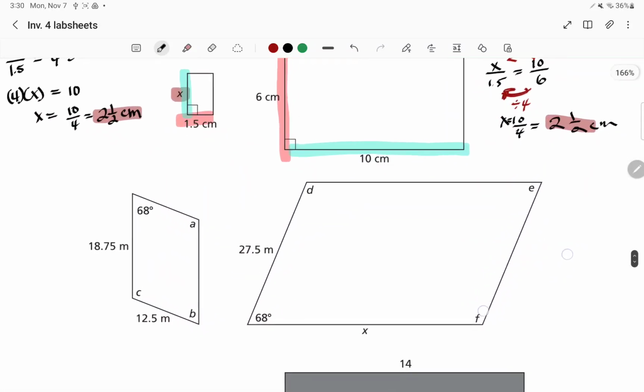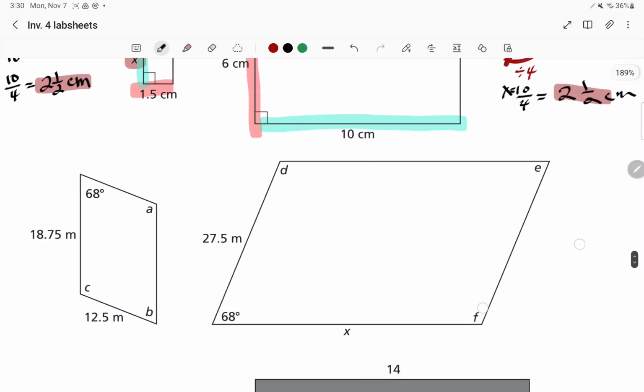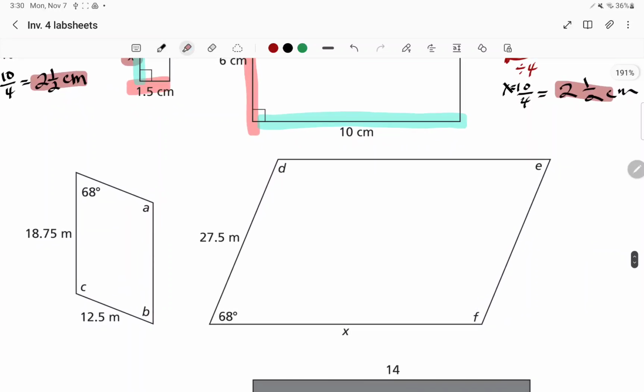All right, now choose any method and solve for this one. And on this one, you're going to have to figure out not only what the x value is, but we have to figure out what all of these missing angles are as well. And I'll give you a hint. All of the angles in any quadrilateral add up to 360 degrees. Pause the video, use any method, and try this and see how you did.